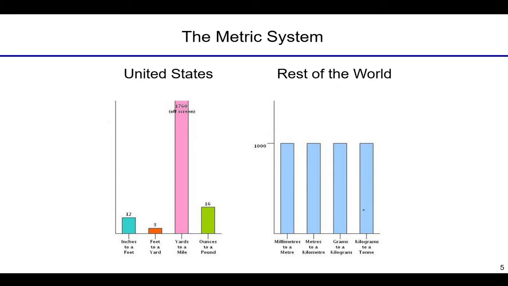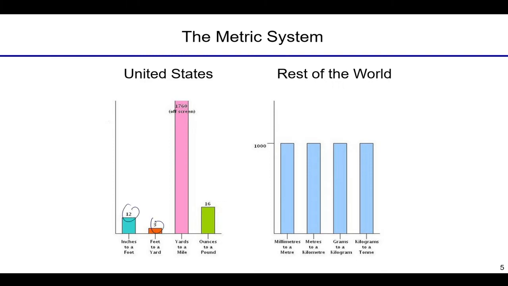This figure puts in picture what I've said in the first two slides in words, how innocuous the system is that we use here in the United States. Maybe this is a little hard to read on the screen, but this says 12 inches to a foot, 3 feet to a yard, 1,760 yards to a mile. So this is converting different units of length: inches, feet, yard, mile. 16 ounces to a pound.